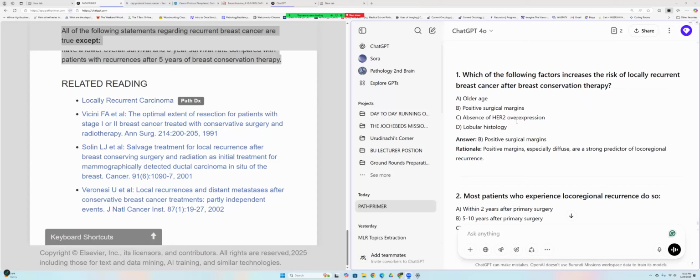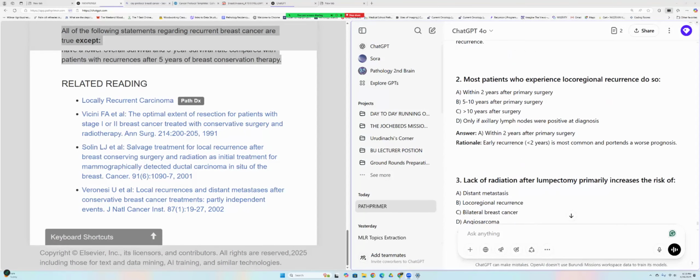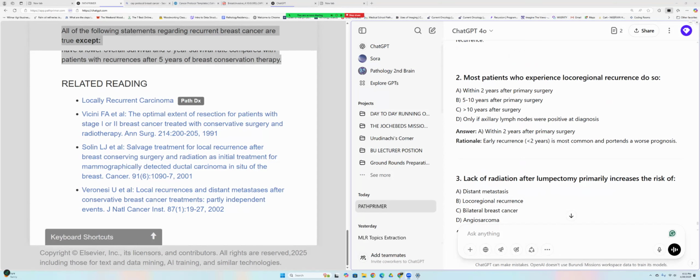Which of the following factors increase the risk of locally recurrent breast cancer after breast conservation therapy? Positive surgical margins. Yeah, positive surgical margin is a strong predictor of local regional recurrence. Most patients who experience local recurrence do so within 2 years. Yeah, within 2 years, recurrence of most primary cancers after surgery.